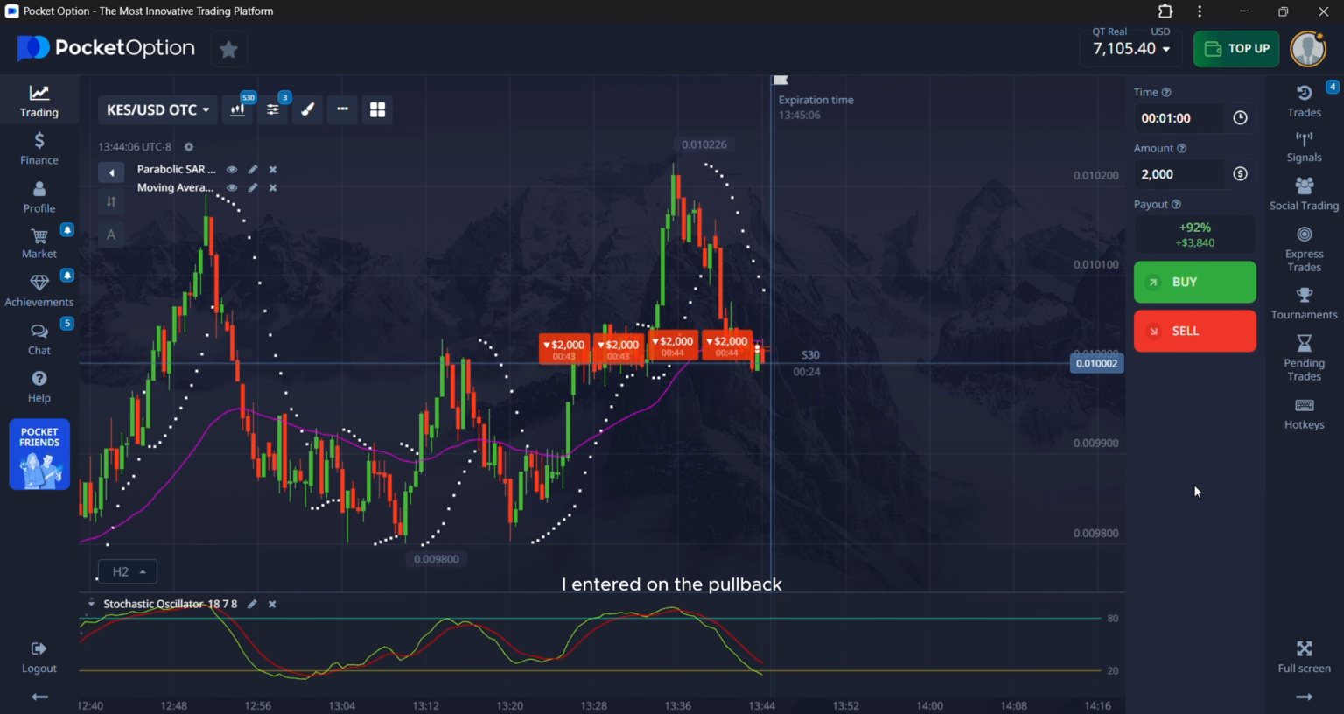I entered on the pullback. The entry point was excellent. The parabolic SAR shows a steady, bearish trend, and the Stochastic clearly exits the overbought zone. The lines are wide apart and pointing downward. This is a confident trade. All indicators suggest the trend is resuming its downward movement.